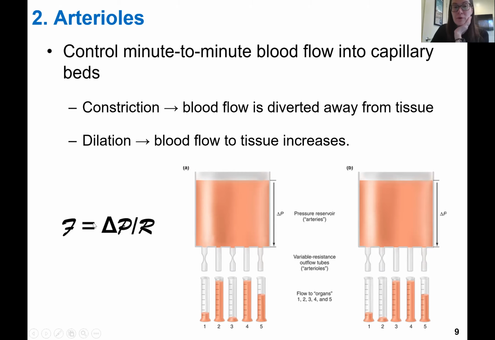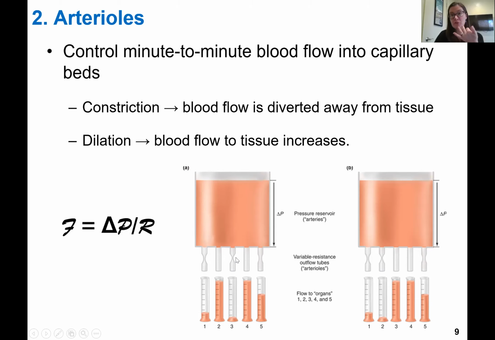So remember, flow is a change in the pressure from one spot to the next over the resistance in that tube. And so your book sets up this kind of visual to give you an idea of what's happening across the body. Say you have a pressure reservoir, and that's going to be your larger arteries that are sending blood into these arterioles. And then these little outflows are going to be your arterioles. And then whether it's fully open or vasoconstricted is going to determine the flow.